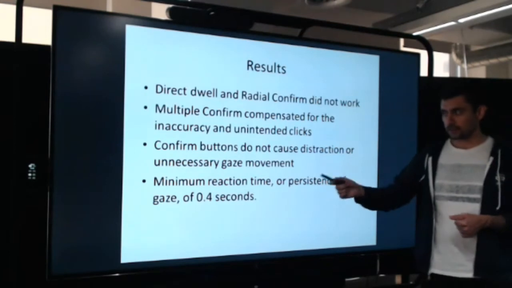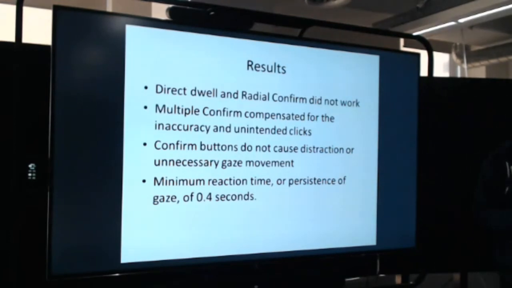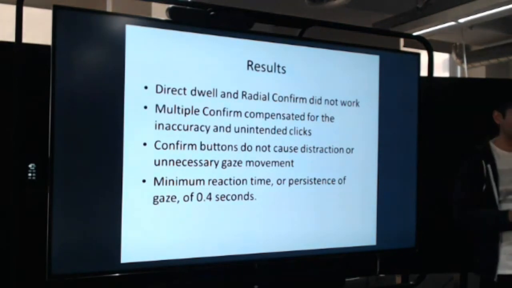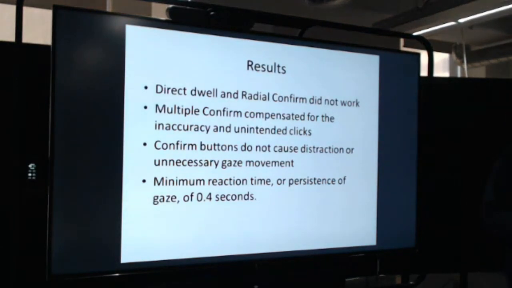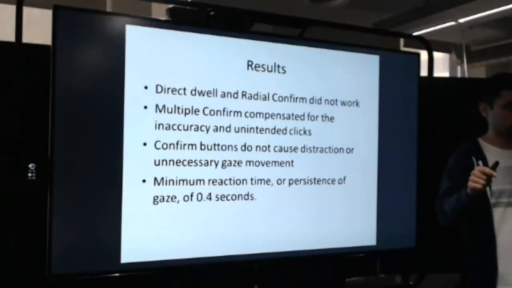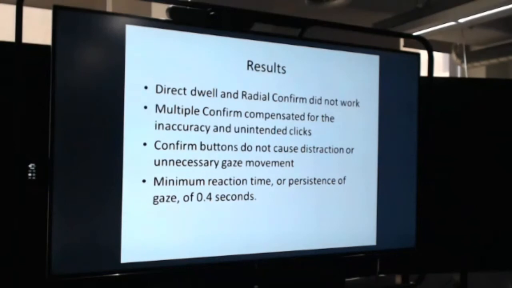This was another interesting thing we found, that the minimum time the gaze stops in a position is about 400 milliseconds, which basically means that even if you want to look at something and move away from it as soon as you can, even then you end up looking at it for about half a second. And that's an important thing to know if you're designing user interfaces for gaze interaction.